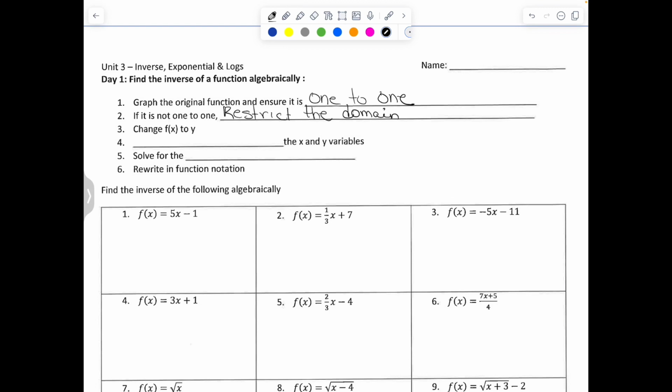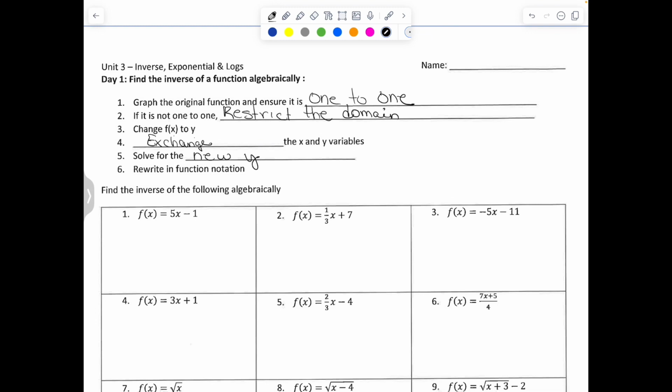And if I do, I won't require you to do it. All right, so then we're going to change the notation f of x to y, and then we're going to exchange or switch the x and the y variables. Then we solve for the new y, and then we write the equation in function notation. All righty, let's get started.